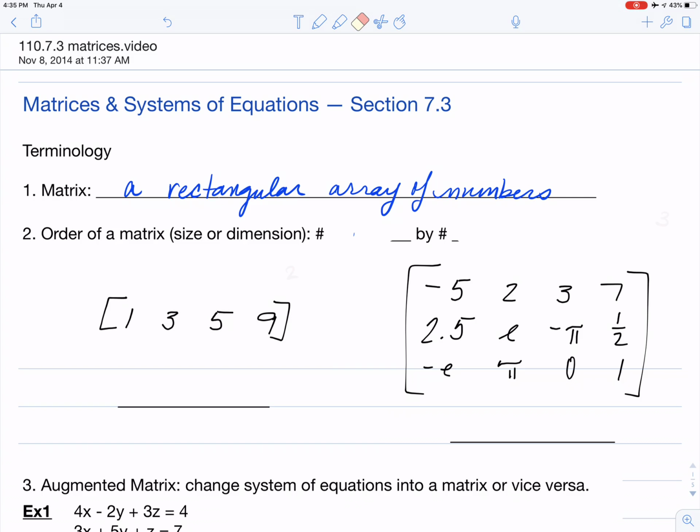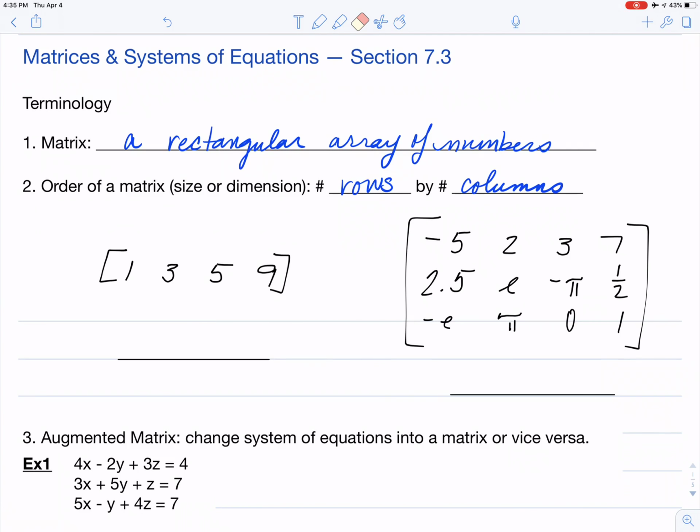The order of a matrix is also the same thing as asking about the size of the matrix or the dimension of the matrix. And this is where you're going to look at the number of rows by the number of columns. So what I'd like for you to do for your embedded question for this video is to find the order of the two matrices that are written down below this.